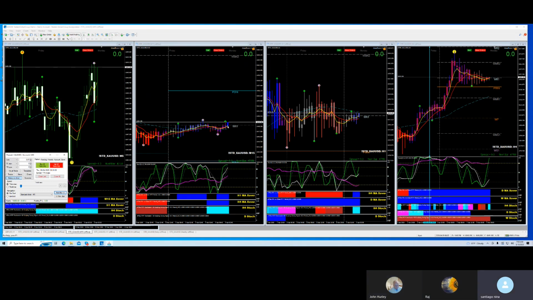All right. This is where it starts to turn blue. 15-minute. Everything's in sync on the 15-minute. So that's the 1 hour, 4 hour candle.